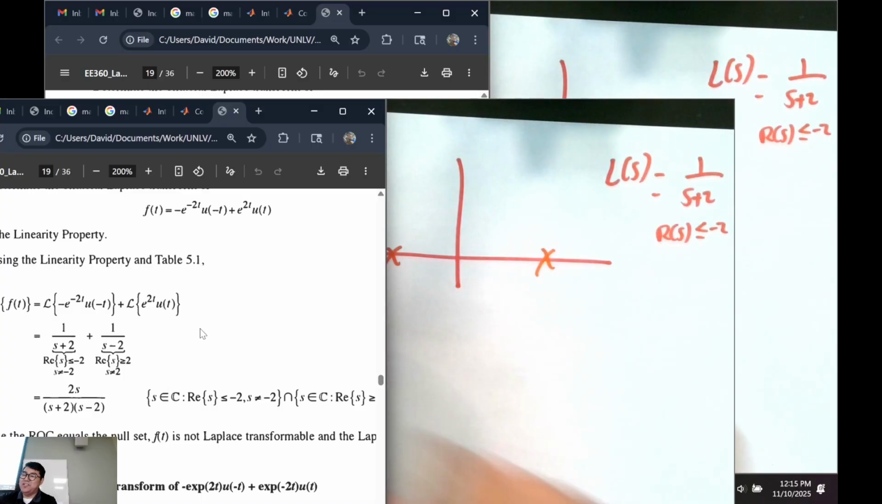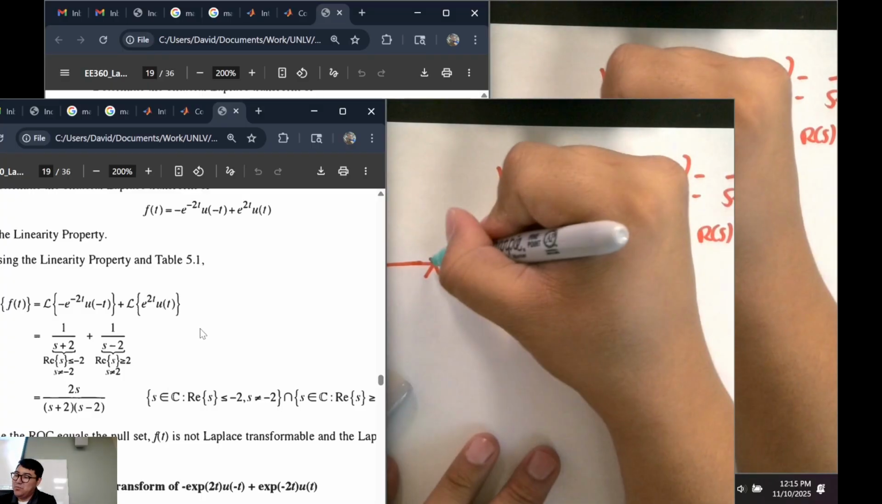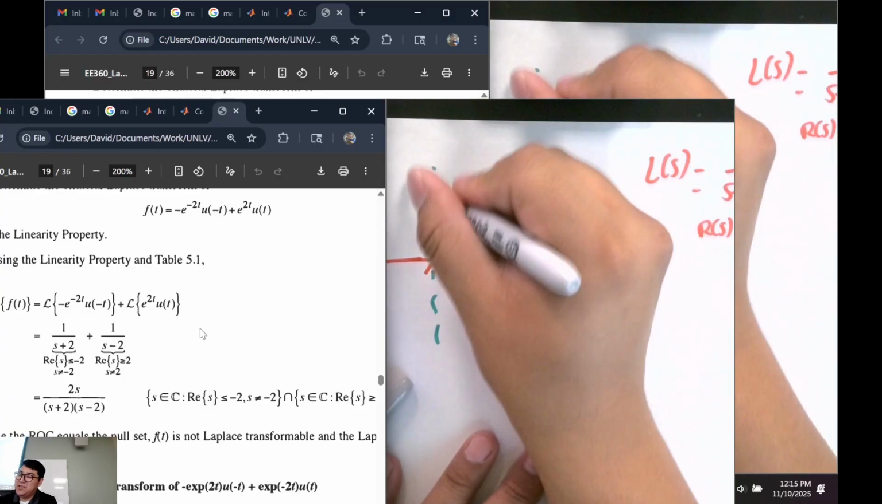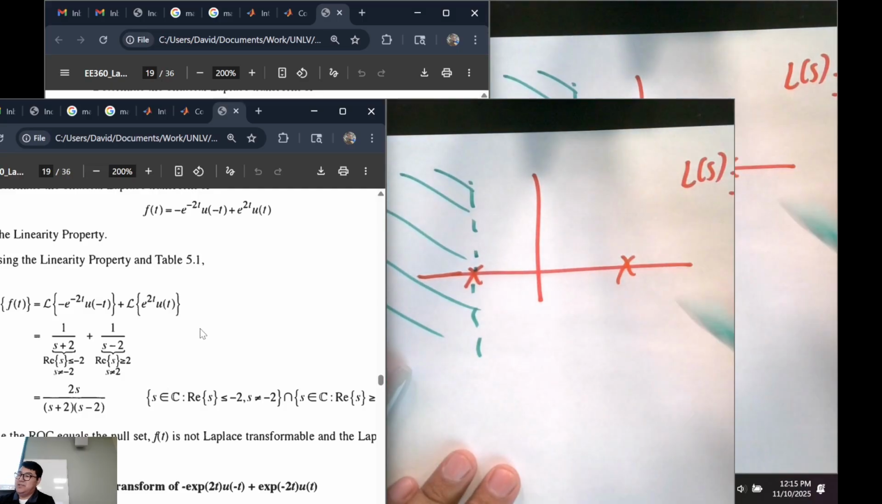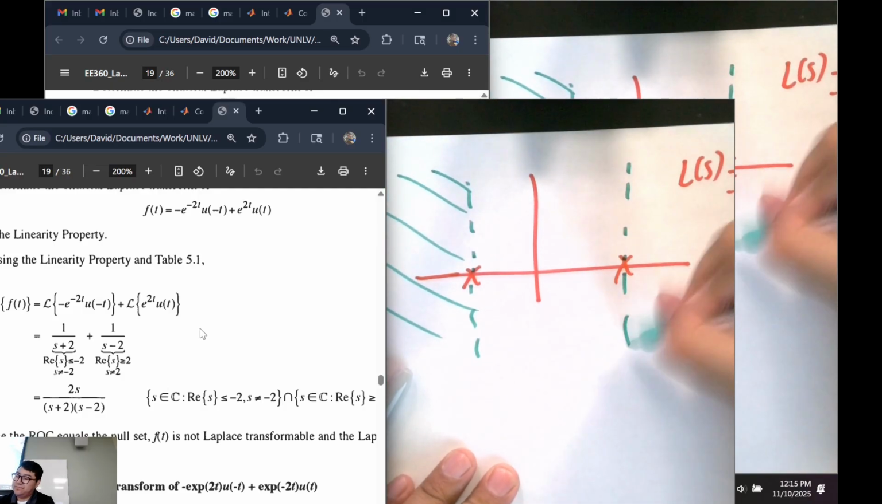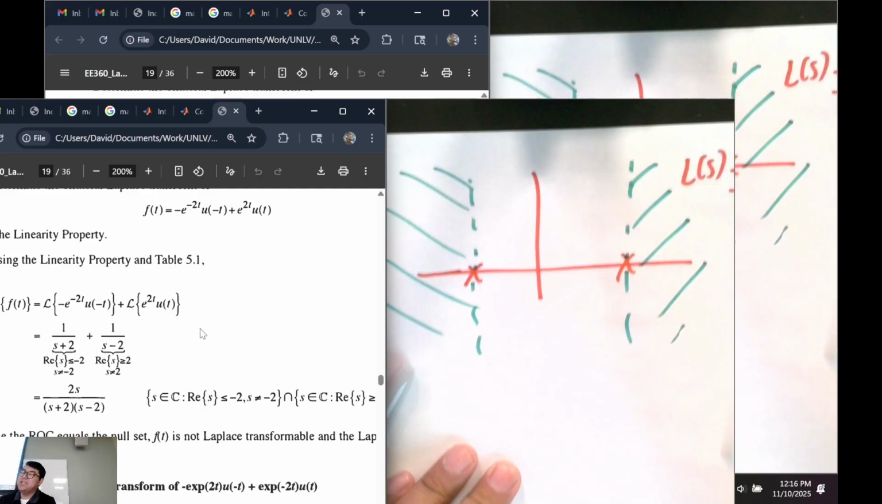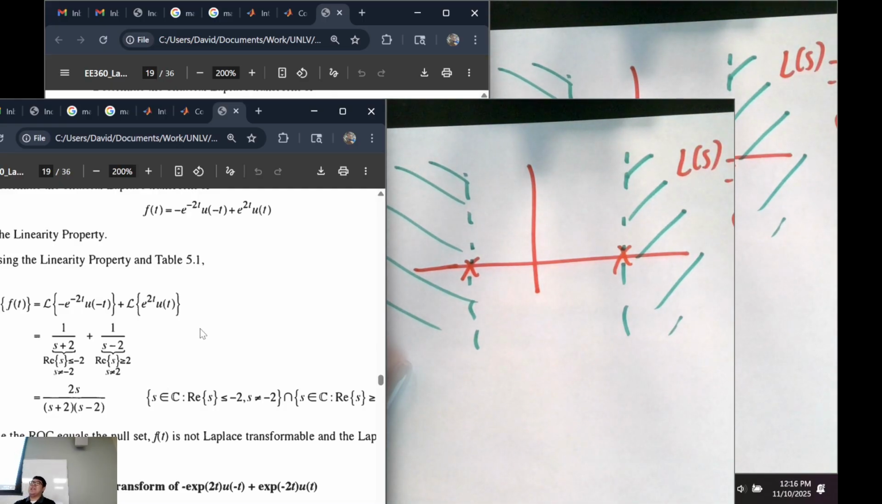So what does that ROC look like? It's going to exist like this. This is a problem that you're forced, okay? So tell me this. Is it stable? Yes. Why? Because it's centered with the... Does the ROC include the imaginary axis? Yes. Yes. No.